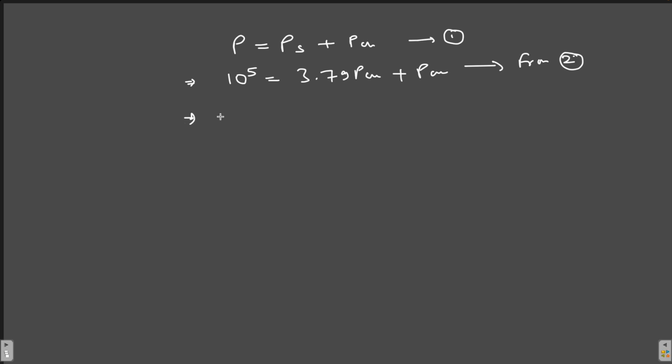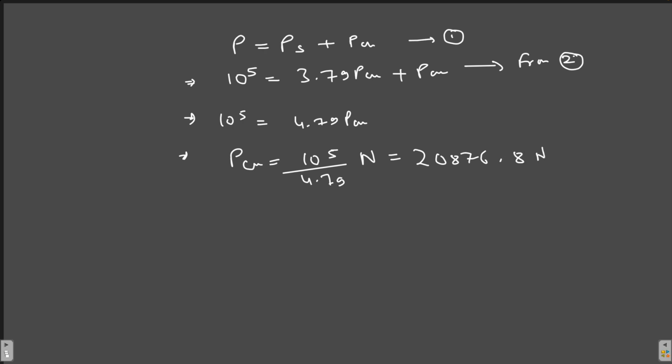Let's solve this a little bit. 10 to the power 5 is equals to 3.79 PCU plus PCU will give you 4.79 PCU, and this implies load in copper is 10 to the power 5 by 4.79 newtons. So this is going to be 10 to the power 5 by 4.79, and that's equals to 20876.8 newtons. So this is load in copper.